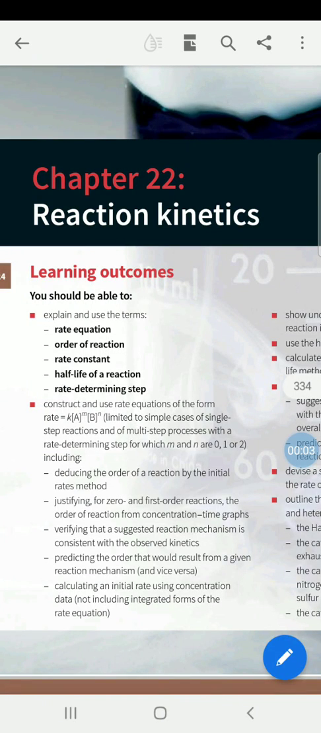Chapter 22, Reaction Kinetics. So in this particular lesson, this is quite a new lesson for A-level students because there will be many things that you have not met in O-levels or in the AS part of this.